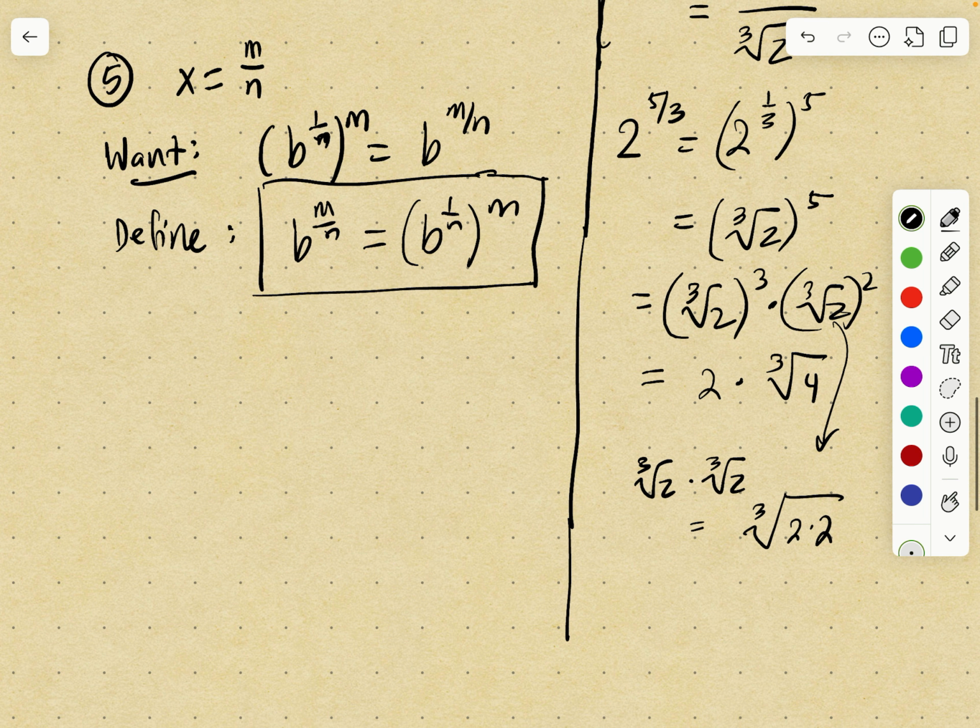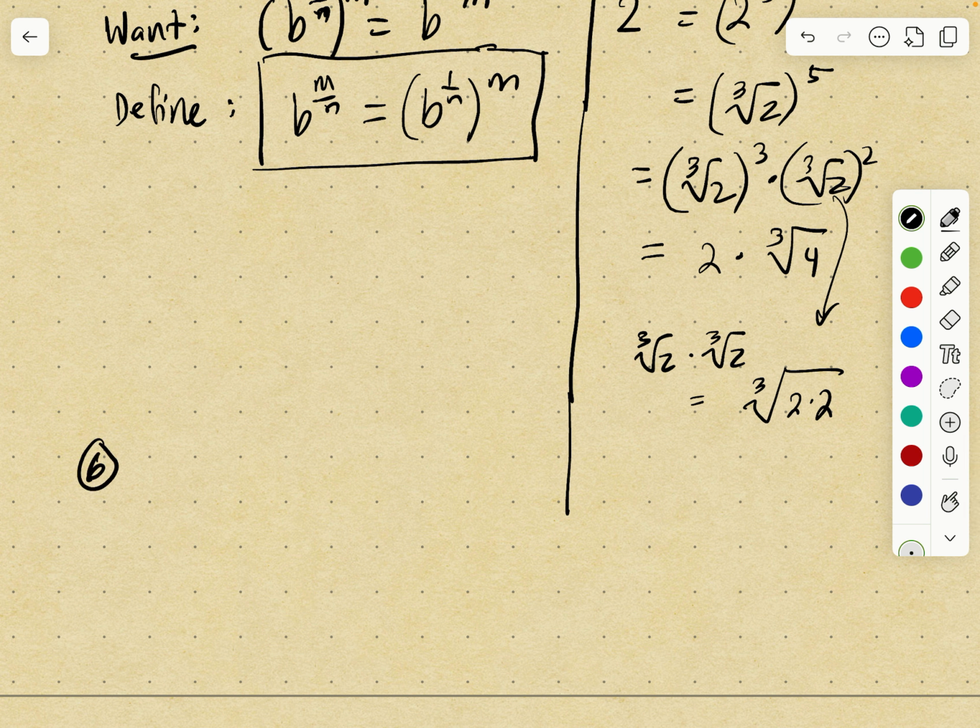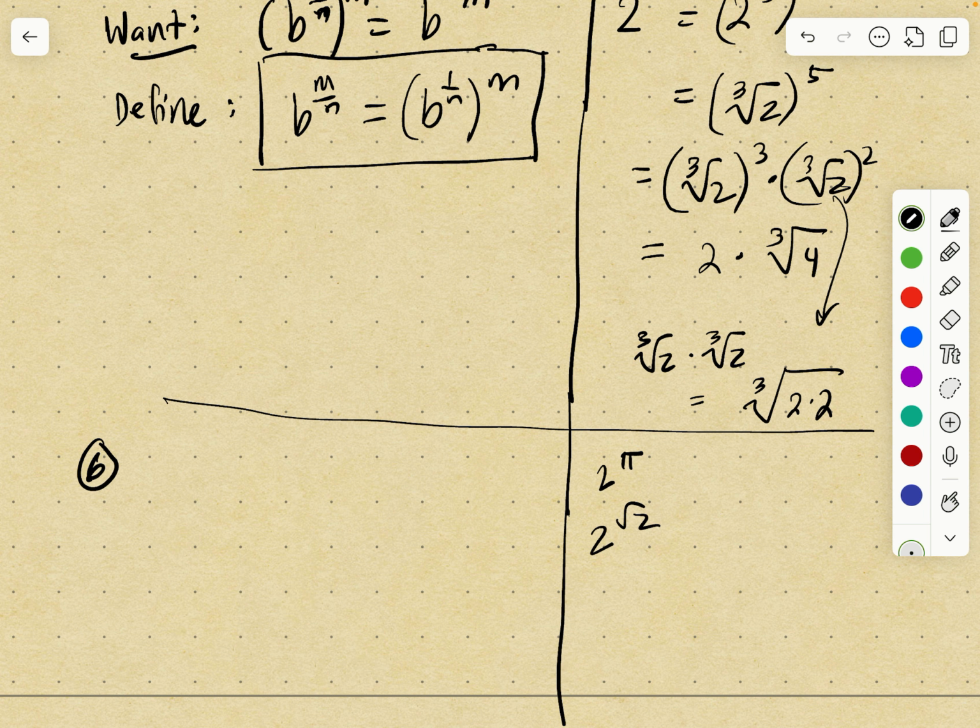Then the last step is, what happens when you have a real number that's not a fraction? Like the square root of 2 or pi. Like what would be 2 to the pi power, 2 to the square root of 2 power? What is that? So the way you do it is you remember that when you have an irrational number, it has an infinite decimal expansion. So for instance, pi is 3.1415, and it just goes on forever. The square root of 2 is 1.414, and it goes on forever.